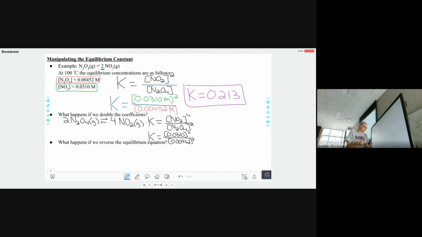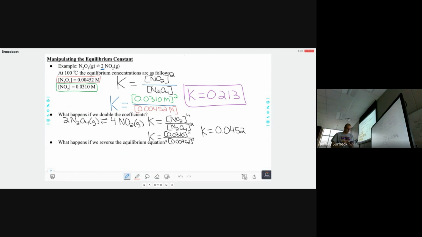So I'm going to take 0.0310, I'm going to raise it to the fourth power, and then I'm going to divide that by 0.00452, and I'm going to raise that to the second power. And what I get, my K in this situation here, is 0.0452. Now, that was a lot of work just to do that, okay?